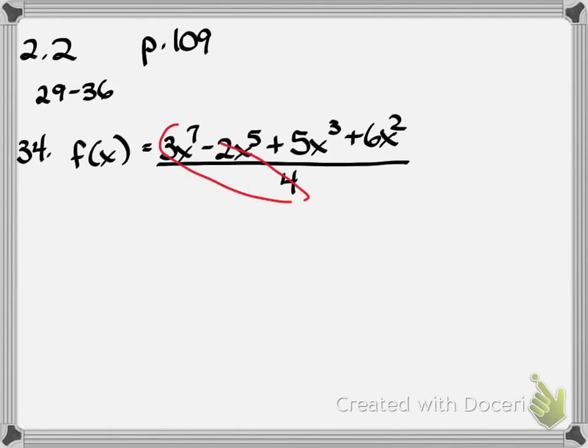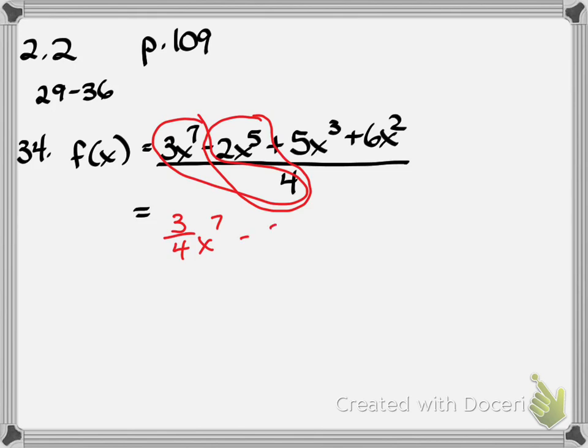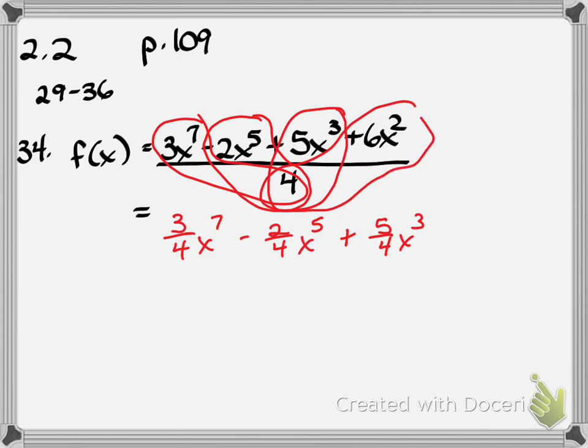So why don't we do some rewriting so that we can write these as fractions. So 3x to the 7th over 4, that's the same thing as 3/4 x to the 7th. And then we've got negative 2x to the 5th over 4. That's the same thing as negative 2/4 x to the 5th. 5x to the 3rd over 4. That's 5/4 x to the 3rd. And 6x squared over 4. That's 6/4 x squared. Now you can reduce those fractions if you like, but I was really just putting it in a nicer form so that I can talk degree and leading coefficient test.